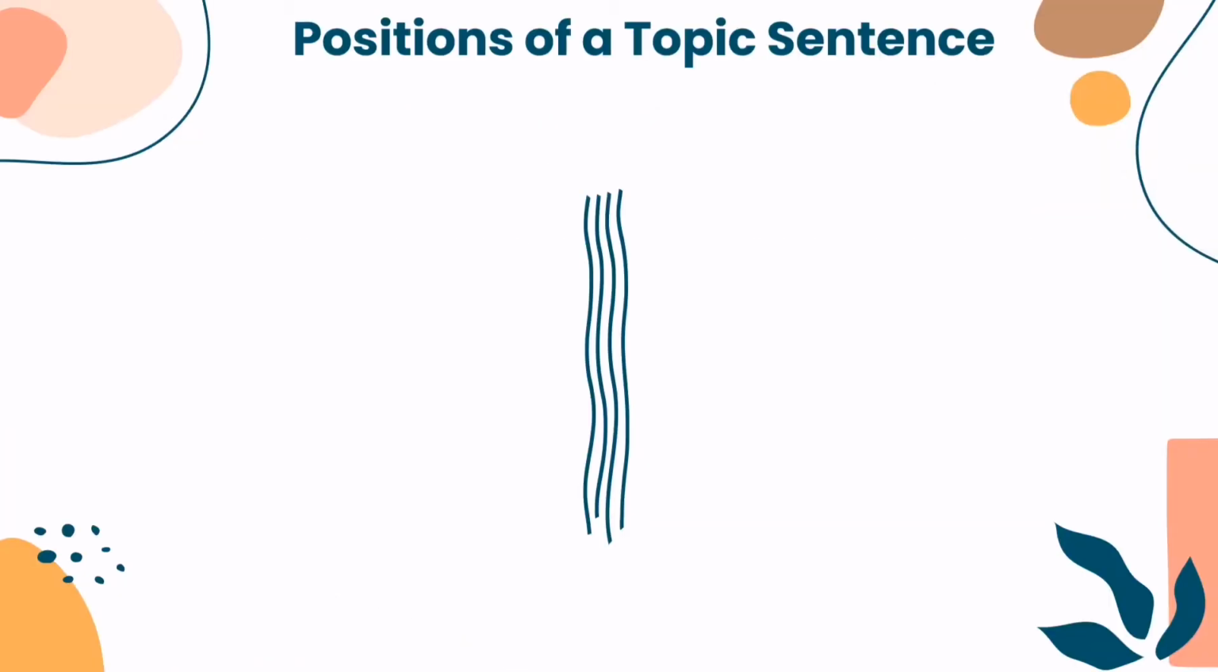Positions of a topic sentence. A topic sentence can be placed in the beginning, middle, or end of a paragraph. Let us have some examples.